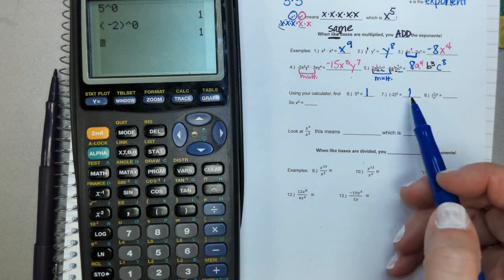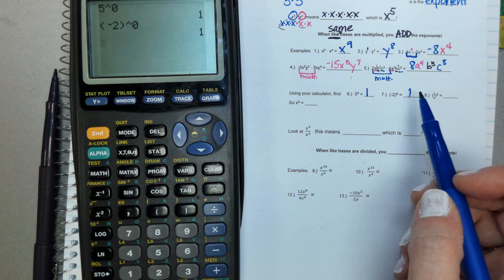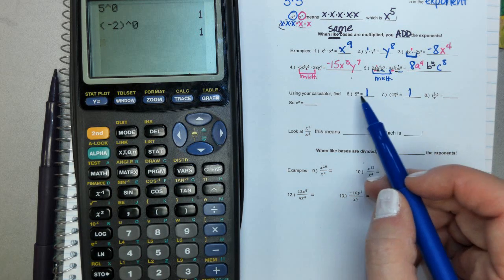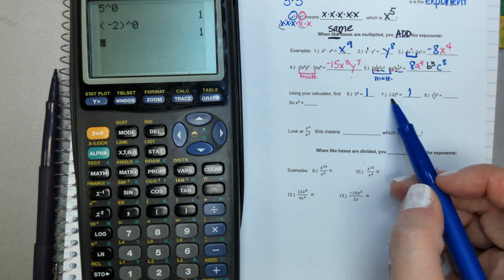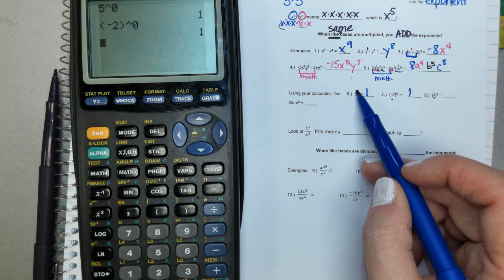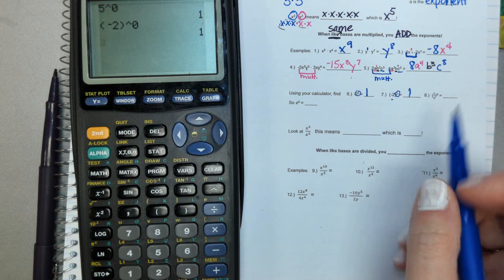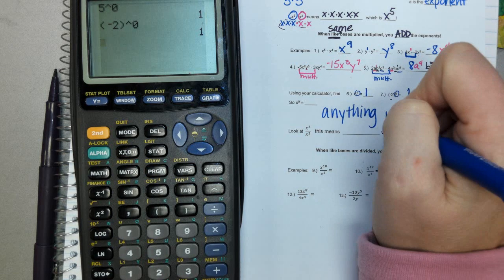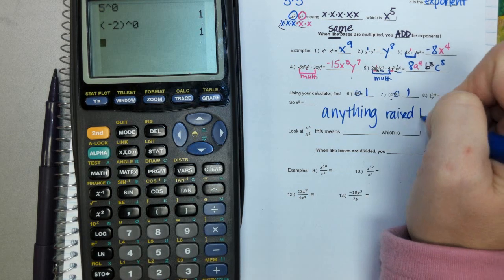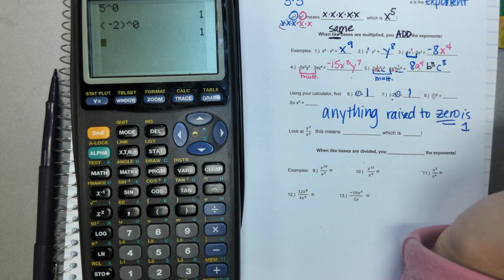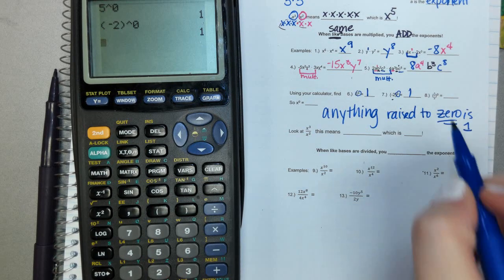They're both 1. Why do you think they're both 1? What is the key that makes it 1? What do these both have in common? Is it their numbers in the front, the base? No, the bases are different. It's these exponents. Anything raised to 0 is 1. Anything raised to 0 is 1.